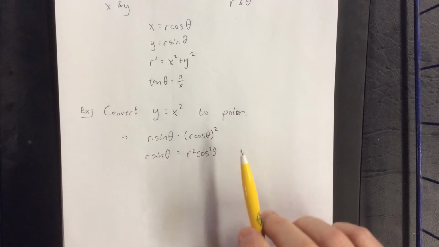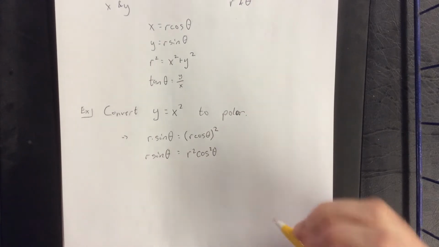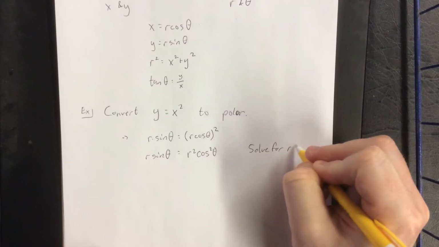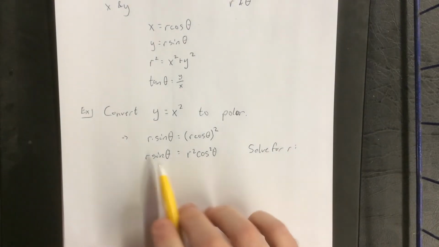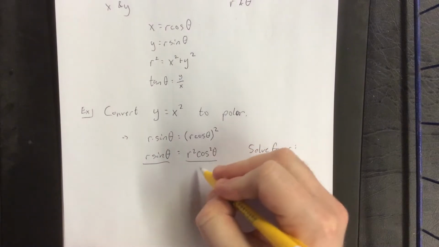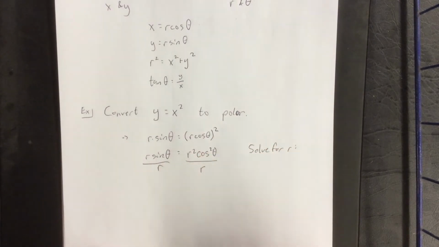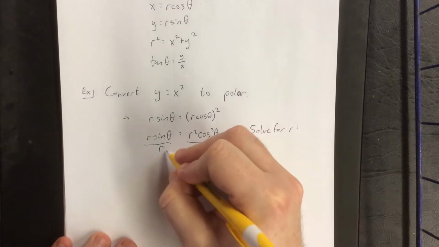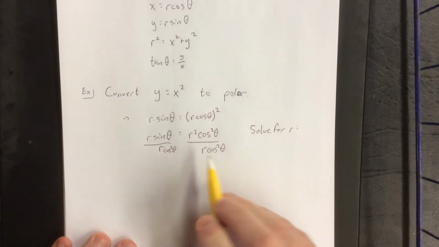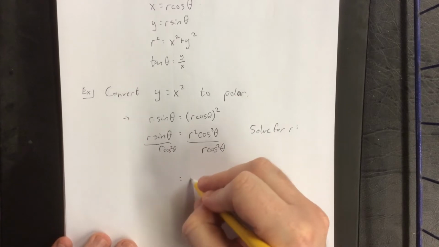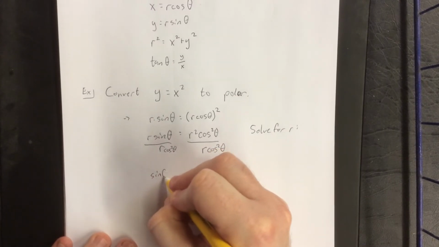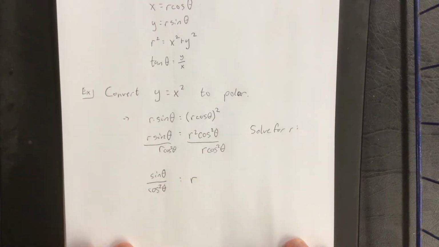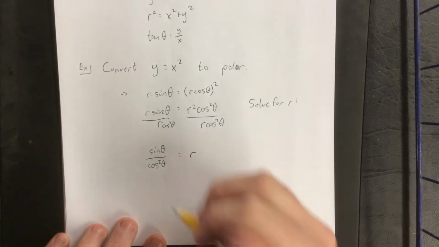Typically for a final answer in polar coordinates, we want it in the form r equals, if possible. So I'm going to try to solve for r. If you have r's on both sides of the equation, it is okay to divide both sides by an r to cancel one of them out. But then I'm also going to divide both sides by the cosine squared of theta so that we can isolate one r on the right-hand side. So on the right-hand side we would have r, and on the left-hand side we would have the sine of theta divided by the cosine squared of theta.